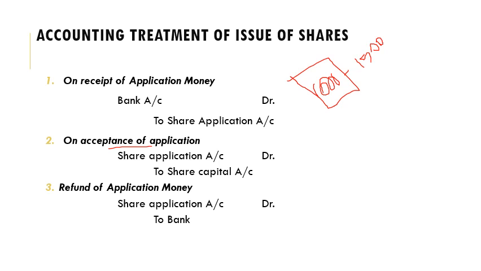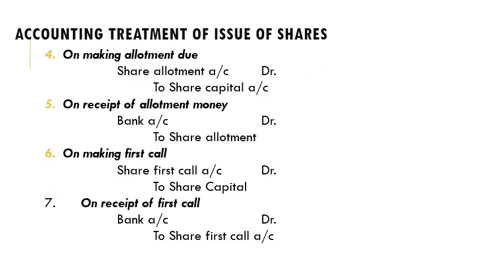In that case, the company has to return the application amount on these 500 shares. So the journal entry will be share application account to bank. Here the application money for these excess 500 shares will be refunded to the share applicants. It's a rare case. Sometimes the company will receive excess application money. In that case, the company will reject those applications and refund the application money. In such a case, the journal entry is share application account to bank.